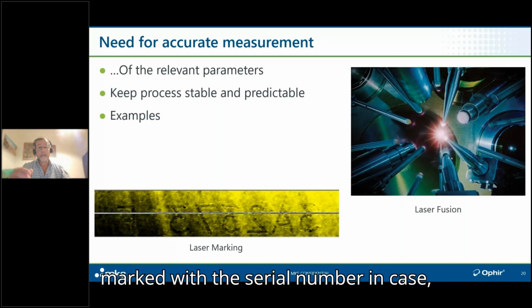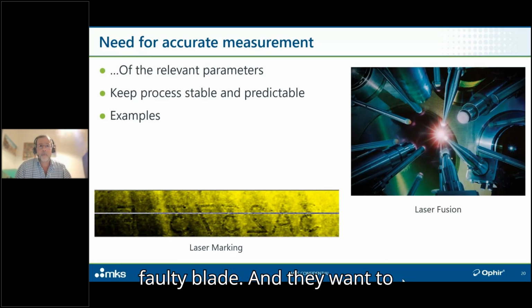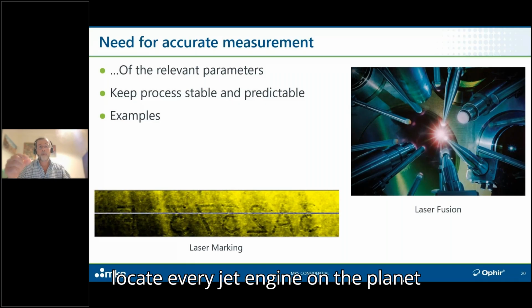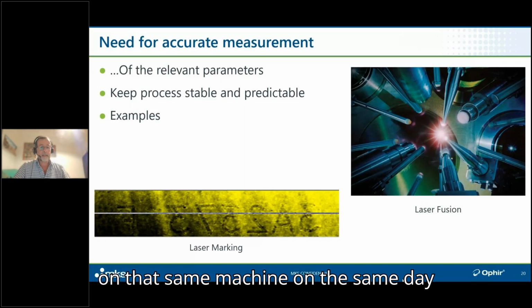Interestingly, the laser marking system used a laser that was something like 18 or 20 watts. It's not a lot of power, but when it's focused down to a small enough spot, it can burn a serial number onto the metal of the blade.